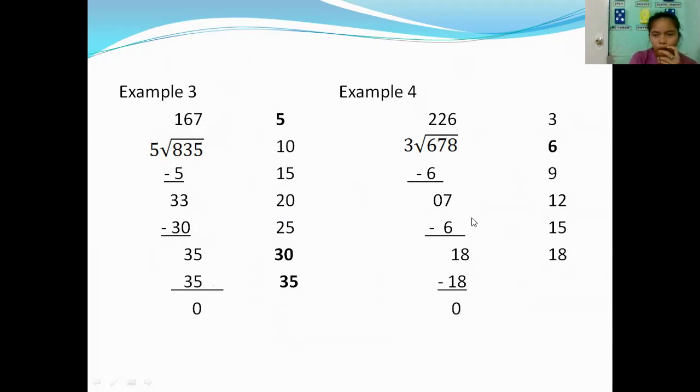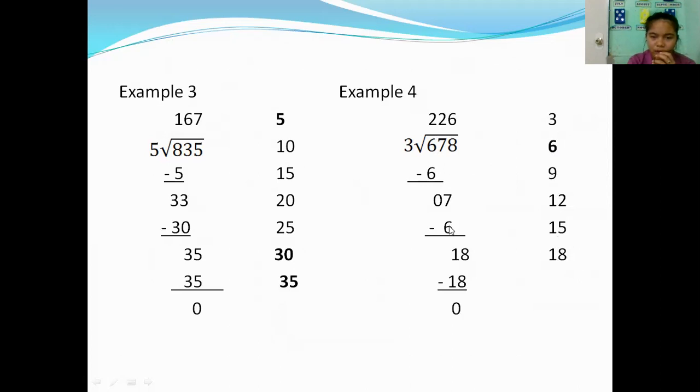Okay, example number 4, we have 678 divided by 3. So 6 is greater than 3, so we can divide. We have here the multiples of 3: 3, 6, 9, 12, 15, 18. So 6, we write 6 here, then 6 is in the second place, so we write 2. Then 6 minus 6 is 0.